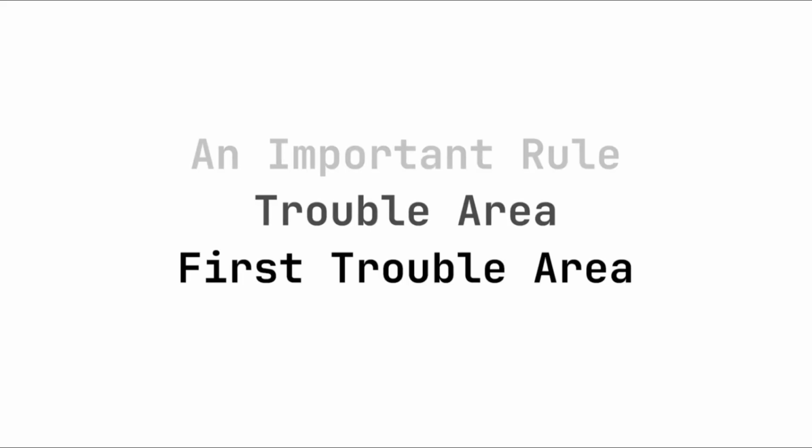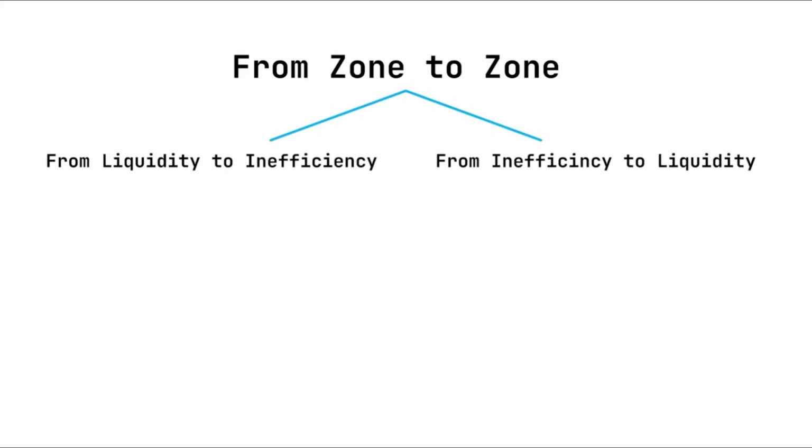Step 4, an important rule, trouble area and first trouble area. The from zone to zone rule is one of the most important in the entire strategy. Its origin comes from the basic tenets of the smart money concept, from liquidity to inefficiency, and from inefficiency to liquidity. This means that price always moves from one zone of interest to another due to liquidity or inefficiency, which provided buying or selling volume in the market. However, it's crucial that all these zones are located on the same time intervals for them to function correctly. Thus, every move has a cause and effect, or more precisely, a point of interest and a target. This can be illustrated schematically as follows.